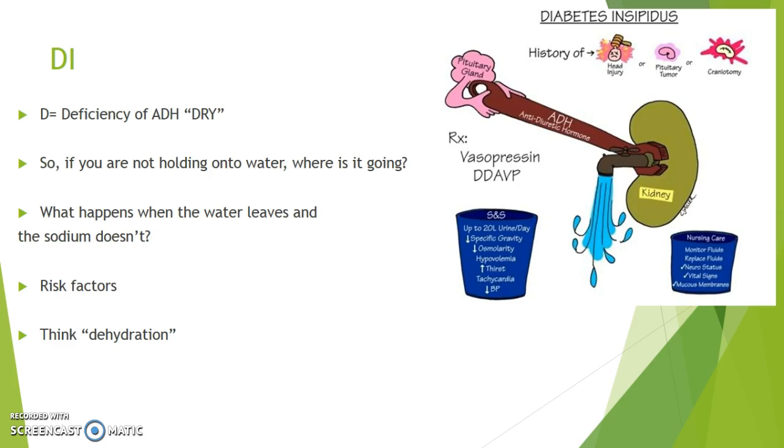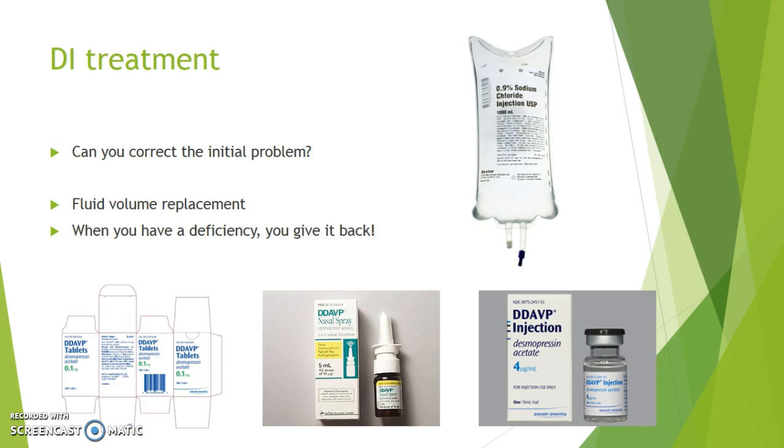There are some risk factors for diabetes insipidus, one of the biggest ones being head injury. It also can be a pituitary tumor or someone who is post-operative from brain surgery or craniotomy. So with DI, think about dehydration. With DI treatment, you always want to look at the problem. If the initial problem is a head injury, you may have to work around that until the body heals. And you're going to replace fluid volume, and you also can give back antidiuretic hormone in the form of DDAVP, also known as desmopressin or vasopressin.